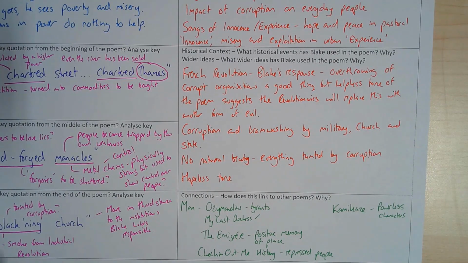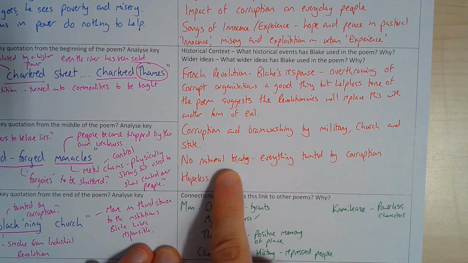And interestingly, it's not really a poem about nature as such, but there is no natural beauty in this poem, because everything, even the church with its beautiful buildings, is tainted by corruption. And there's, again, a real hopeless tone in this poem that nothing is going to change, everything is going to continue the same.